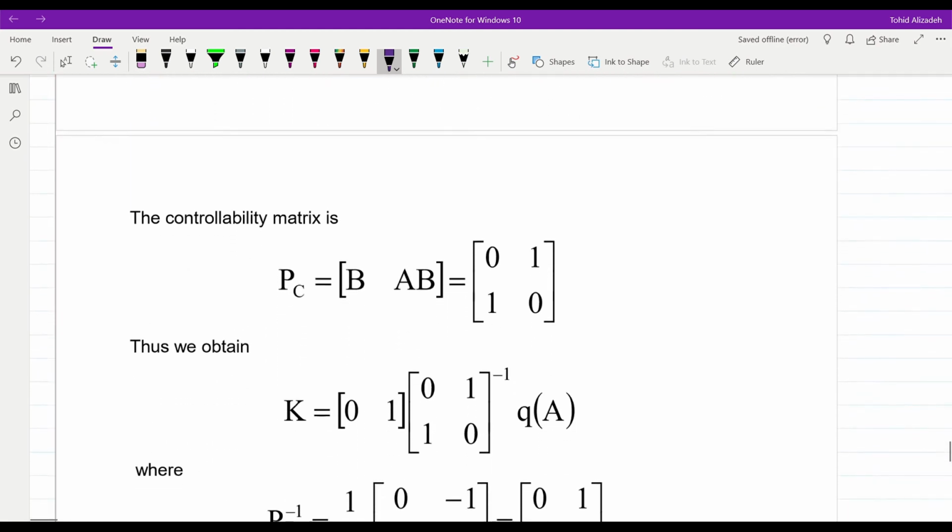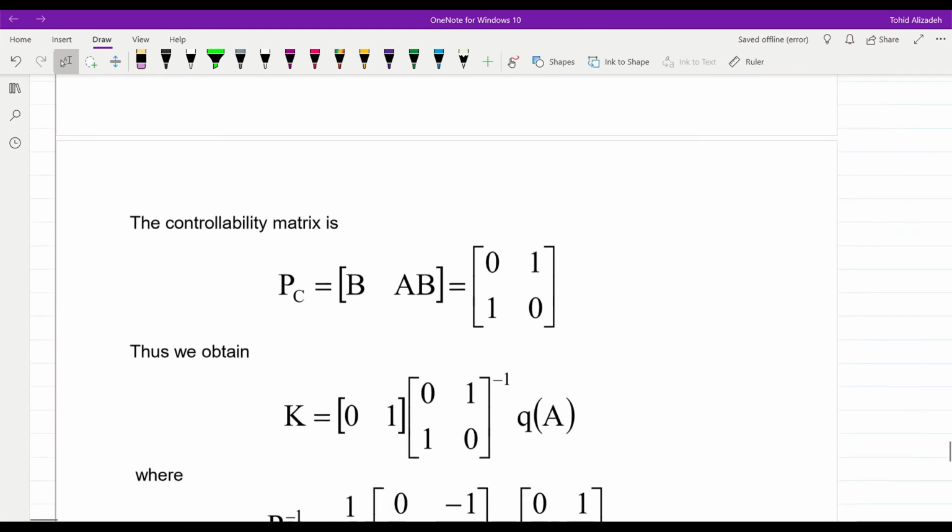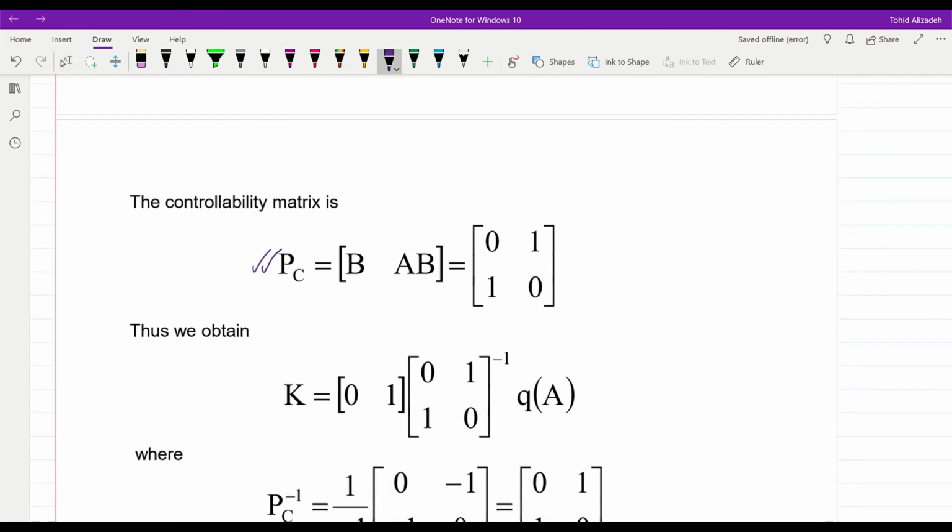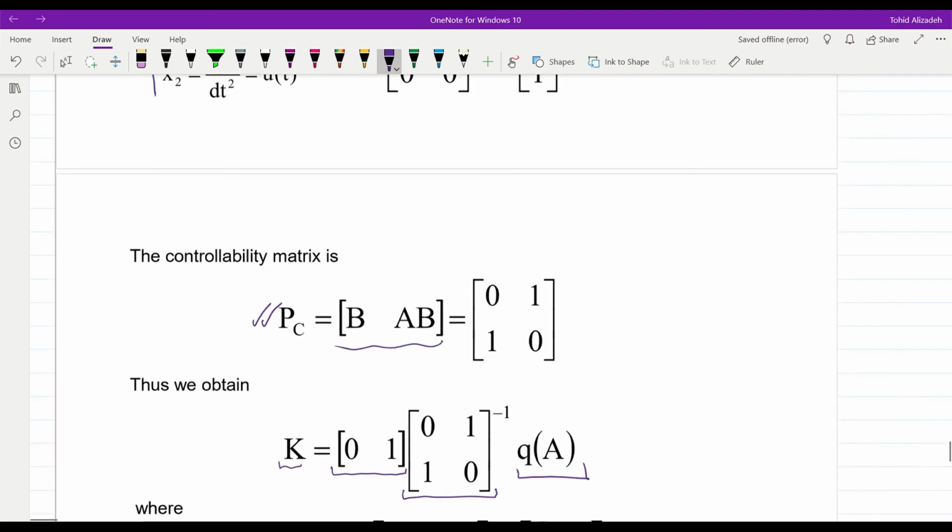Once we have A and B matrices, we can form the controllability matrix. It will be equal to [B, AB]. Depending on the number of states, this could increase. If we have 3 or 4 states, we will have B, AB, A squared B, A to the power of 3 B, and so on. But when we have only 2 states, this will give us the controllability matrix. With the controllability matrix, K will be obtained using the Ackermann formula in this way. We have a vector of zeros with a 1 at the end, multiplied by the inverted controllability matrix, multiplied by Q of A. For Q of A, we have it here.